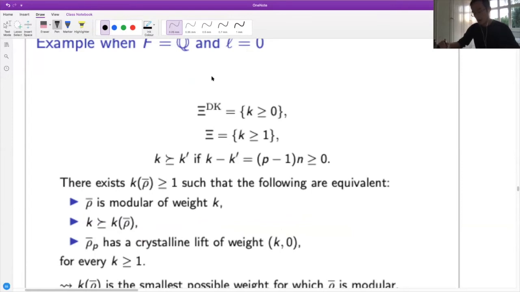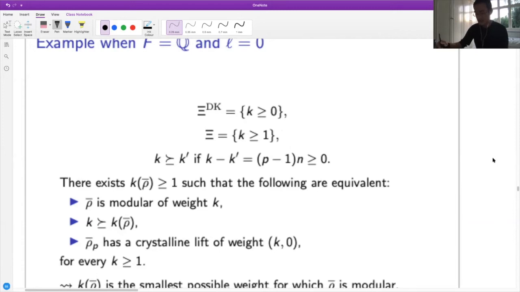So when F is Q, then my minimal cone, the C dk, is simply just the set of non-negative integers. And therefore, my C will be the set of all positive integers. And my curly inequality would simply mean that the difference between them is a non-negative integer multiple of the weight of the Hasse invariant, which is p minus 1.